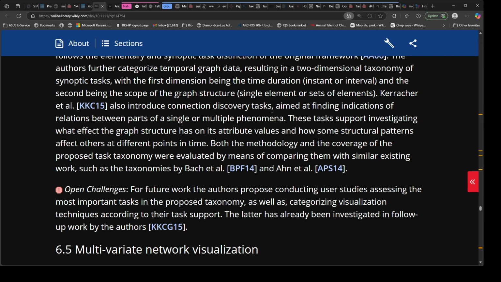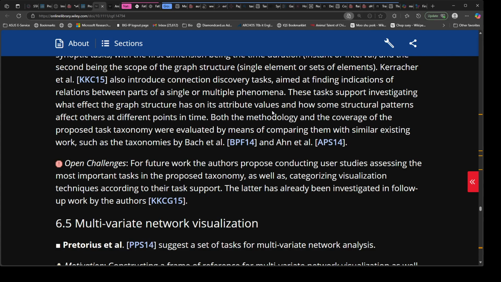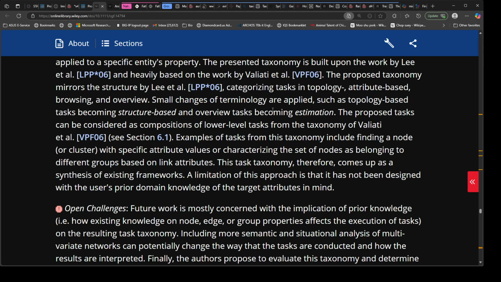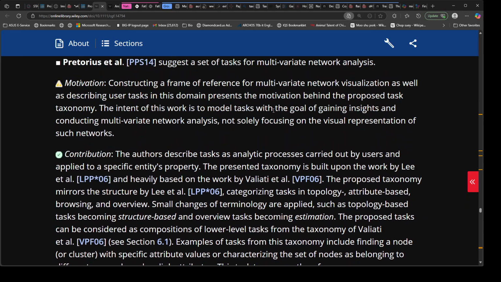See Section 6.1. Examples of tasks from this taxonomy include finding a node, or cluster, with specific attribute values or characterizing the set of nodes as belonging to different groups based on link attributes. This task taxonomy, therefore, comes up as a synthesis of existing frameworks. A limitation of this approach is that it has not been designed with the user's prior domain knowledge of the target attributes in mind. Open challenges.